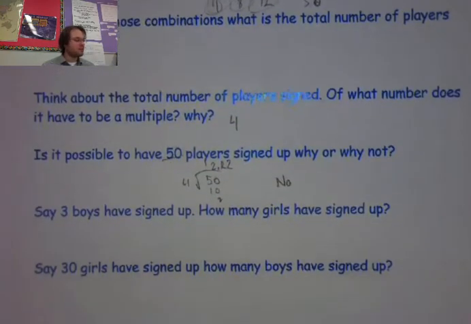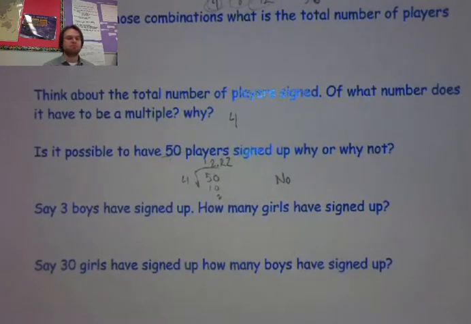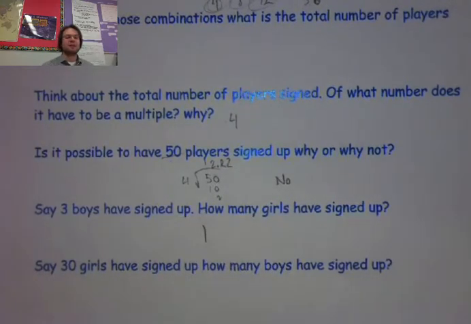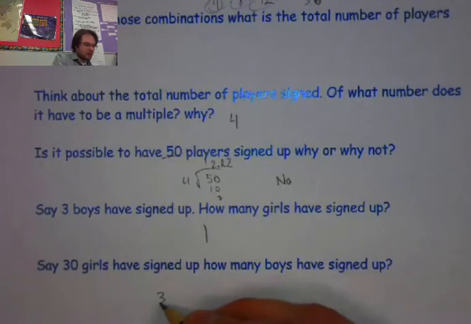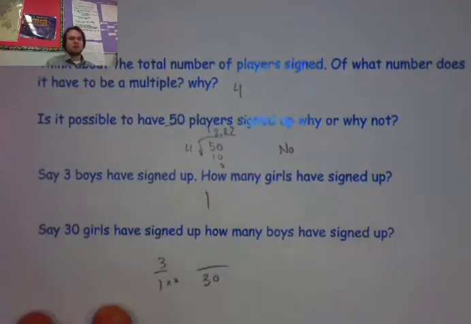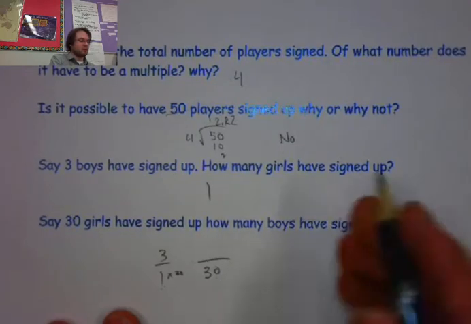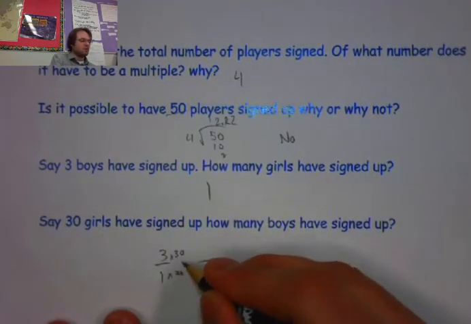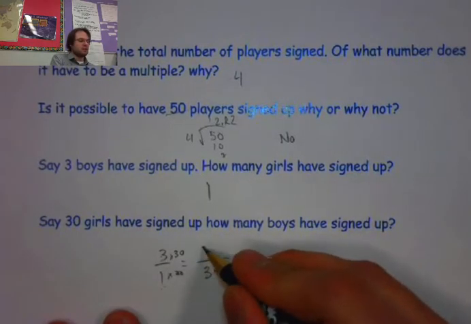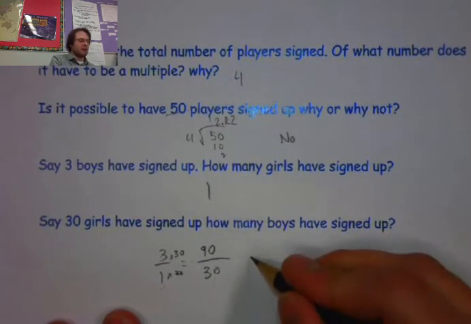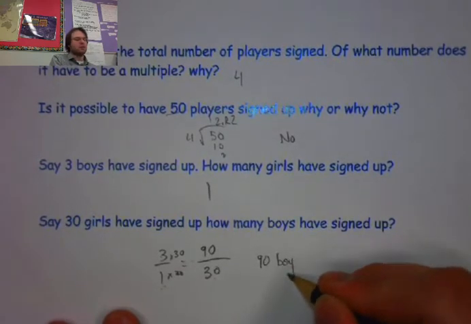Now, the next one says, say 3 boys have signed up. How many girls have signed up? Well, if we have 3 boys, there are 3 boys to every girl, so there is 1 girl. Now, let's say 30 girls have signed up. How many boys have signed up? Well, if we have 30 girls signed up, that's 3 to 1. To get from 1 to 30, I multiply by 30. So I must multiply the top by 30, and 30 times 3 is 90. So I'll get a total of 90 boys because we need 3 times as many.